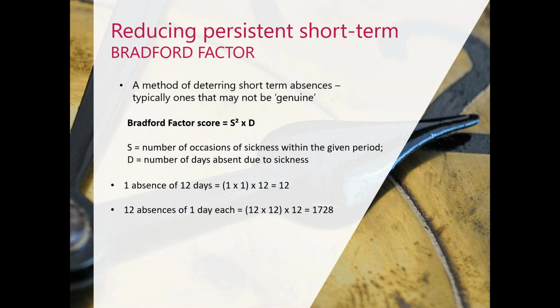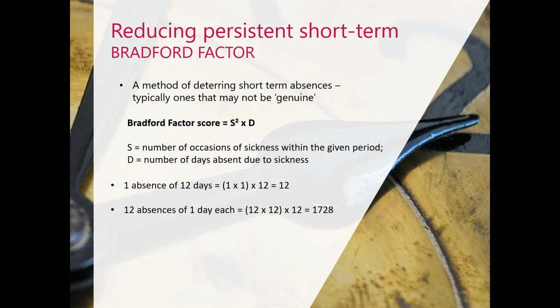So some examples here. I've put that S equals the number of occasions of sickness within a given period, and D is the number of days absence. So if somebody had a single absence that lasted 12 days, so this person is particularly poorly, but it's a one-time thing, we've got one occasion times by itself multiplied by the number of days, which gives us 12. Whereas on the flip side, if you had somebody who had 12 separate instances of absence, each of them lasting a day, then you would do 12 occasions times 12 occasions and then multiply that by 12 days, and you would get a figure of 1,728. So you can see that that creates a massively different score.